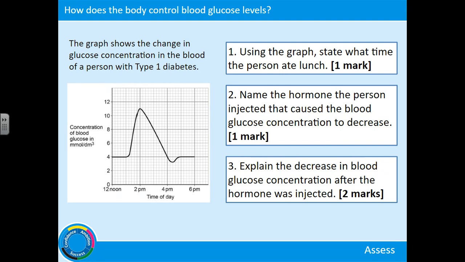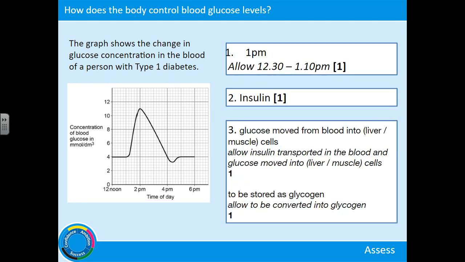Okay, welcome back. Let's go for the answers to this. What time did the person eat lunch? It was 1 p.m. And this mark scheme allows you to have any time between 12:30 and 1:10. So if you've got any answer between those 2 times, you are correct. Well done.